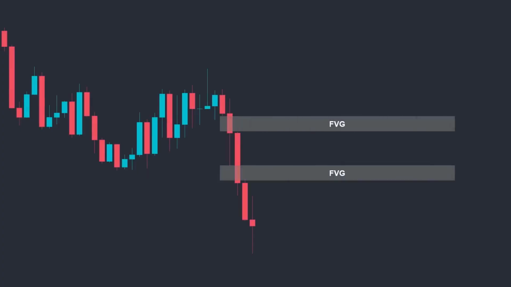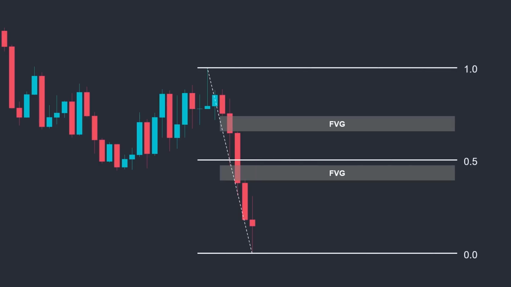Here in the bearish scenario, we have two fair value gap areas. So basically, the idea is to wait for the price to pull back to these zones and enter the short trade. But if we apply the Fibonacci retracement tool, we will notice that this imbalance area is located in the premium, and this one is located in the discount.